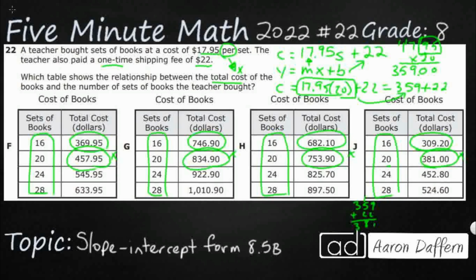There we go, 381. So if you want to, you could calculate times 16, 24, 28, but that's the only one that has that 381. That's honestly the only one that's actually close, and all the rest are very, very large. So our answer here is going to be J.